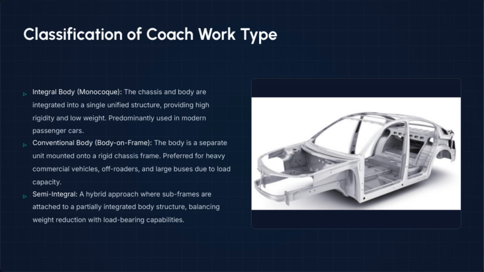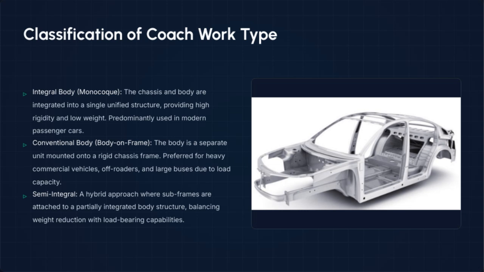Next, we have the conventional body, also known as body-on-frame. In this setup, the body is a separate unit mounted onto a rigid chassis frame. This design is preferred for heavy commercial vehicles, off-roaders, and large buses, primarily because of its superior load capacity and durability. Finally, there's the integral body, or monocoque construction.